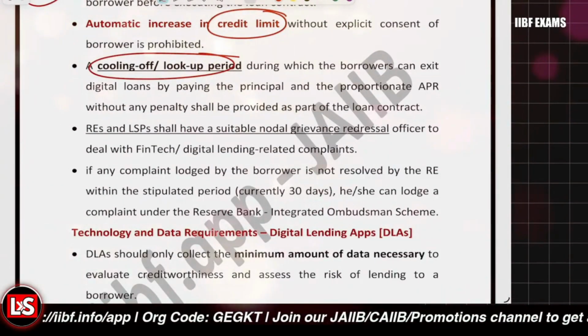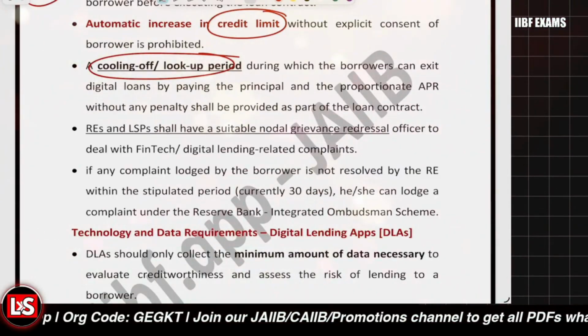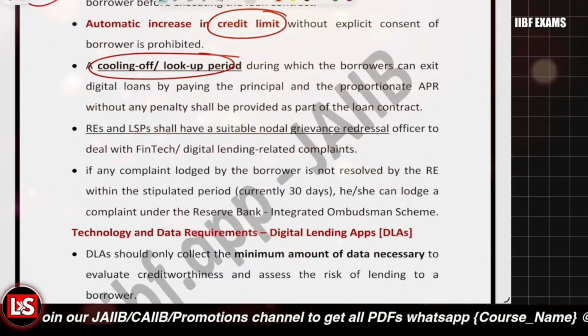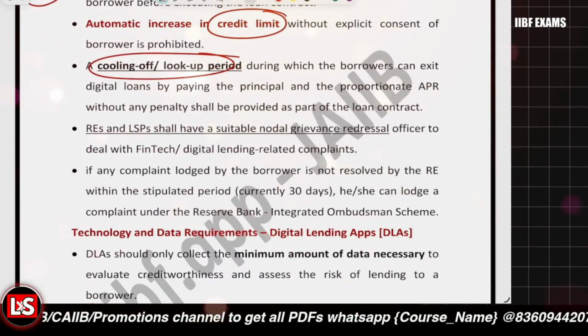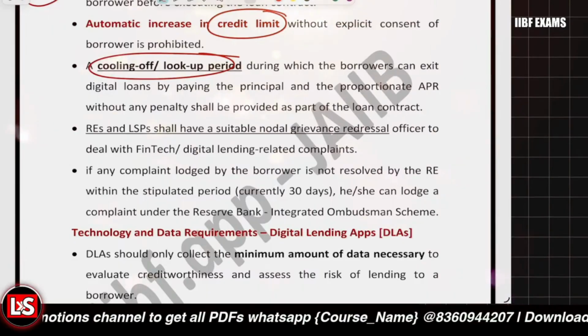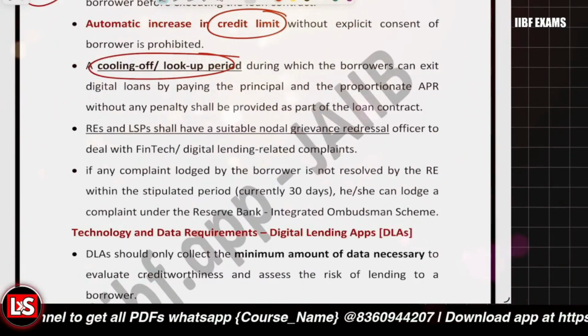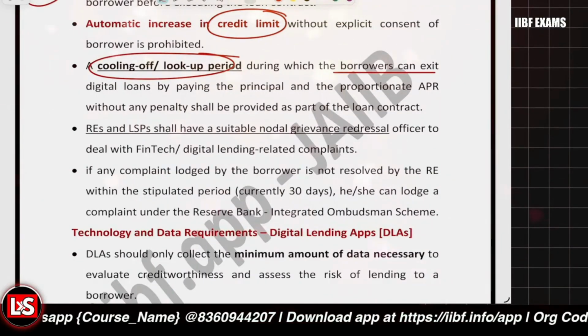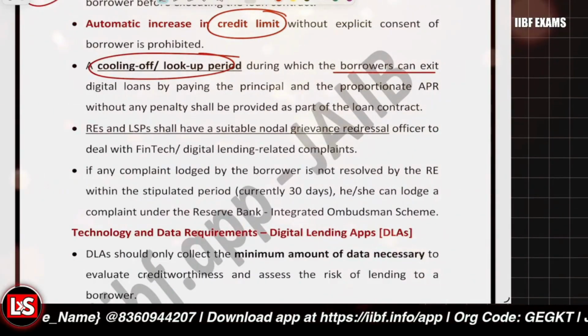Cooling off period and lock-in period. Exit is allowed without any penalty, first of all. There is a cooling off period and a lock-in period during which the customer can exit the digital loan by paying the principal and the proportionate APR. No penalty will be charged.